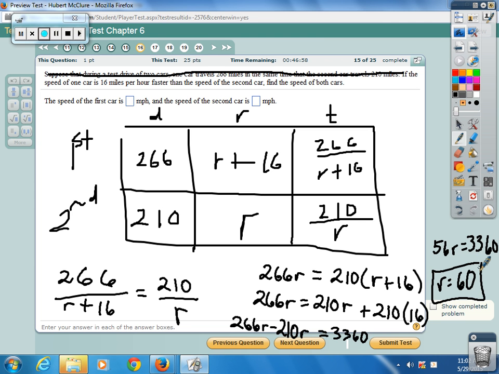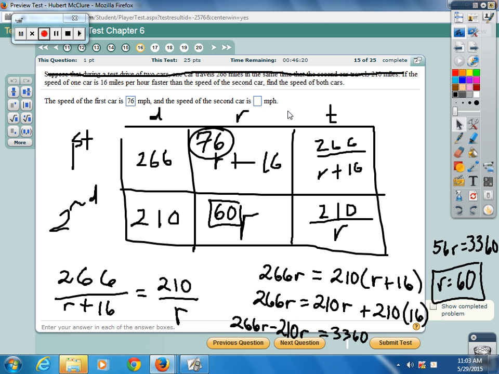So, the second car is going how fast? 60 miles per hour. The first car is going 76, and the second car is going 60. They're going to Panama City. I go 110 to Panama City. I can get there in 2 hours. So the speed of the first car is 76, and the speed of the second car is 60.